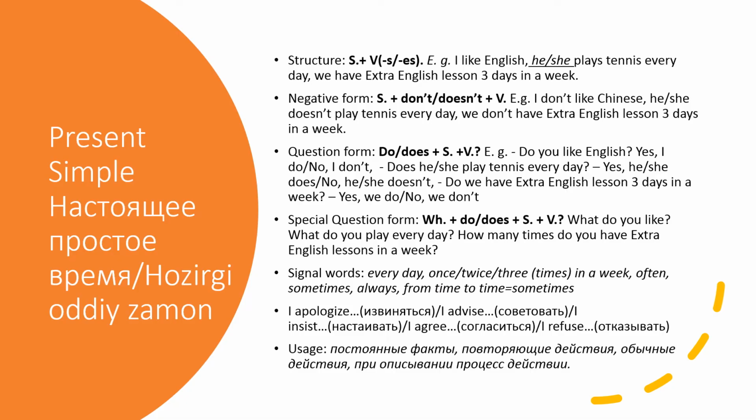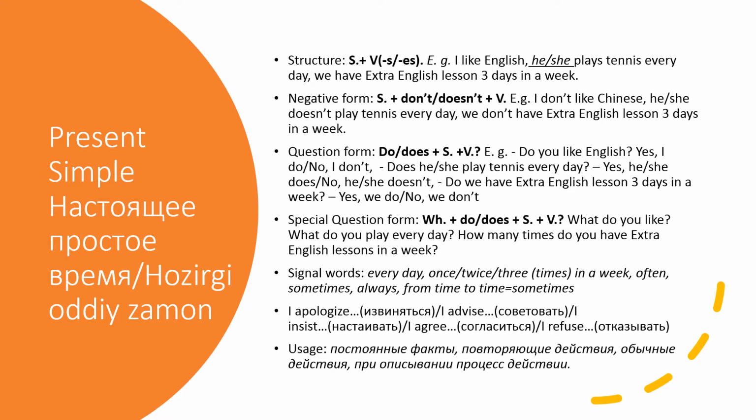Now let's turn to present simple tense. This tense also deals with present, but not with now, at the moment, or around the time of speaking, but with habitual actions, repeated actions, or daily actions. For example, I go swimming 3 times in a week. It is repeated action. Every week I go swimming 3 times.